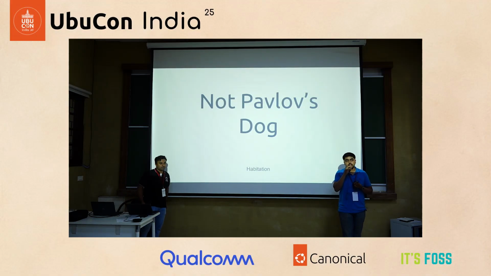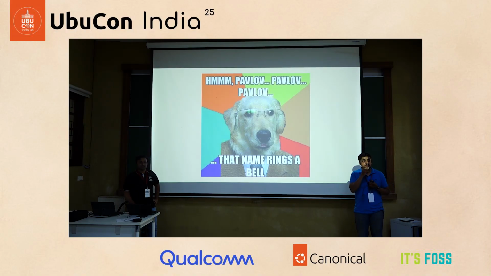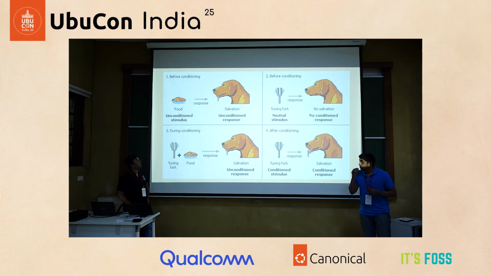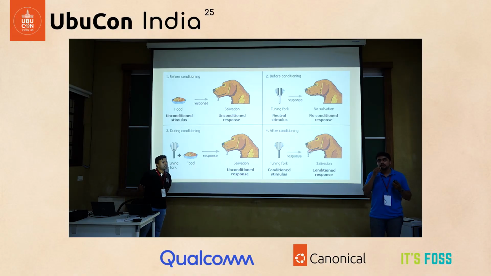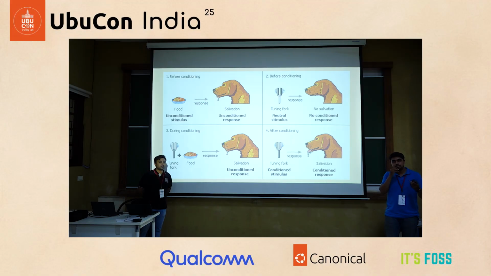Okay, can I get a raise of hands? How many of you have heard of Pavlov's dog? Okay, one person. So, if you know this, you get this meme. For all of you, I'll explain Pavlov's dog. Pavlov conducted an experiment where he started to ring a bell before he would feed his dog. Over time, the dog associated the ringing of the bell with the food, and eventually Pavlov came to the conclusion that his dog was salivating before the food even came out, just by ringing the bell. This is what habituation is.